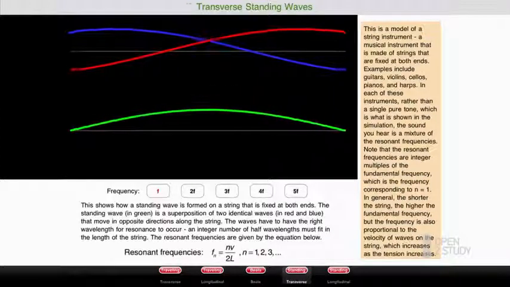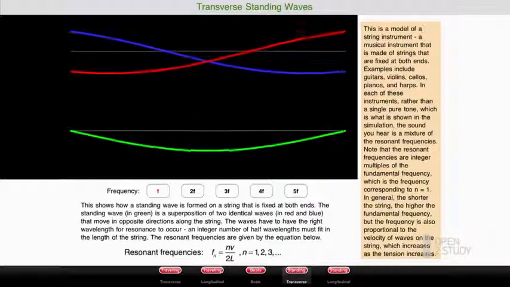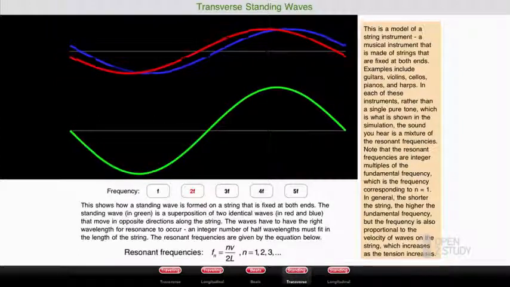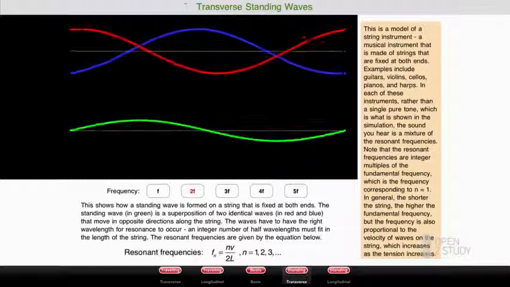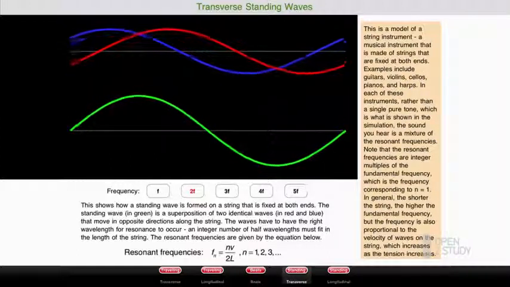Now, what's the next most complicated wave we could put onto that string? Let's change it to a different one where we have now two antinodes. Again, you can see that the string is fixed at each end, so there's a node at each end of the wave, and now I've got one extra node in the middle, with two antinodes in between those nodes.